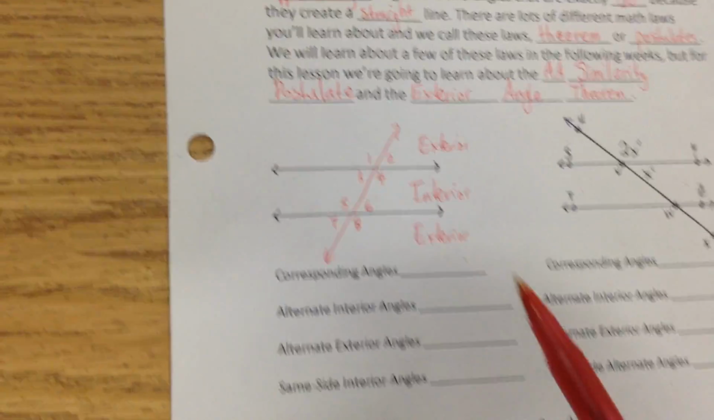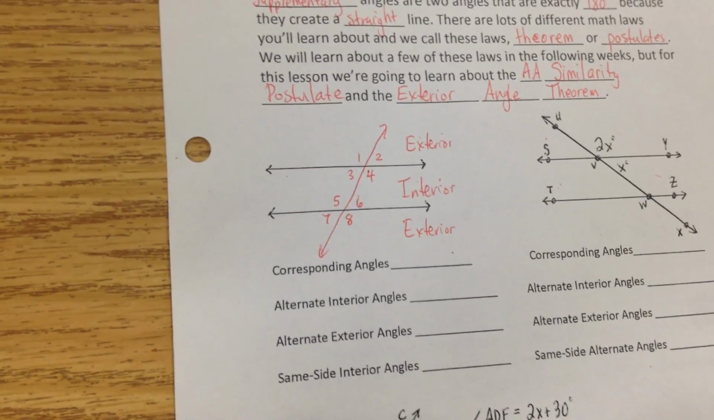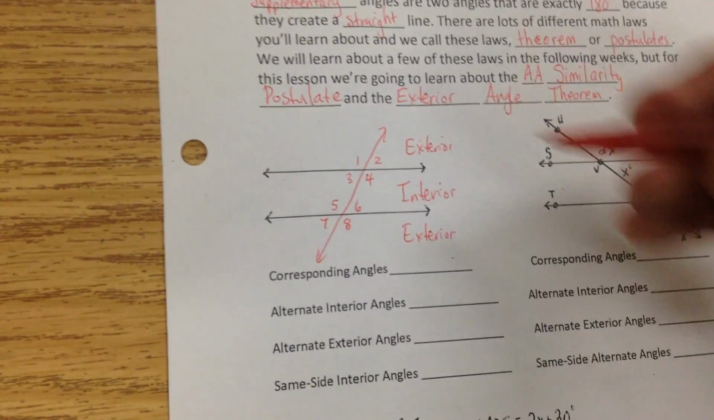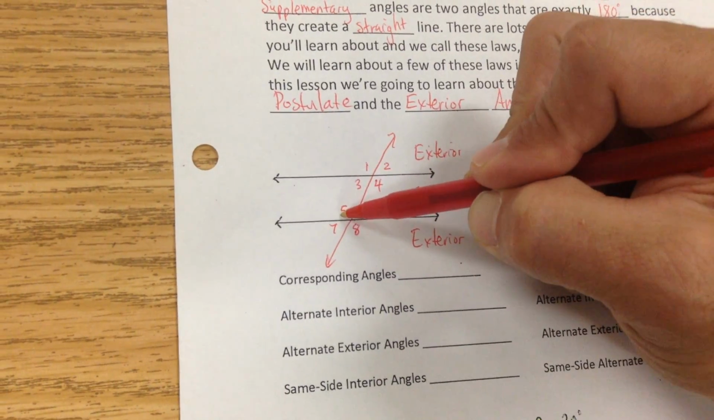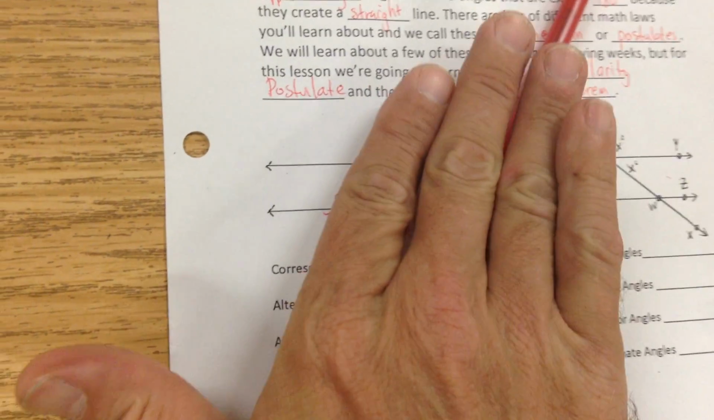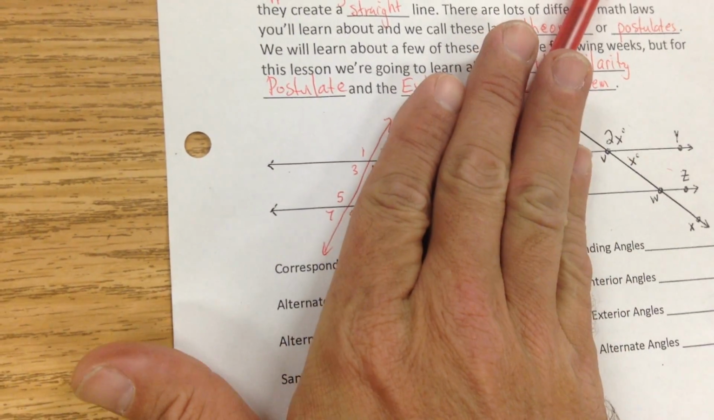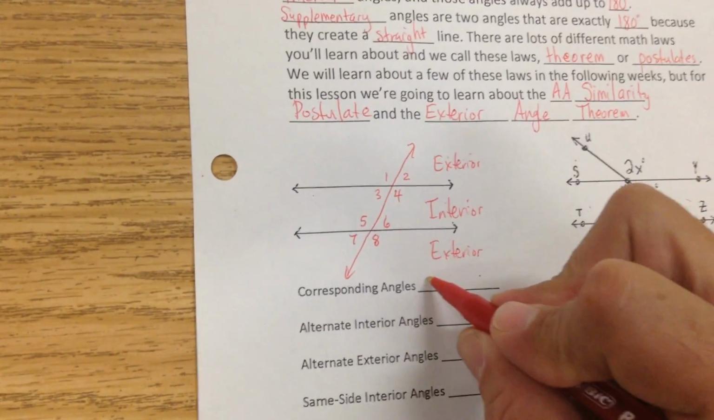Now, there's a lot of different ways to talk about these angles we just created. The first one we're going to talk about is what are called corresponding angles. Okay, so corresponding angles are like 1 and 5. Okay, they're on the same side. So if I cover up that transversal right there, angles 1 and 5 are corresponding angles. Okay, so we're just going to write down a couple examples.